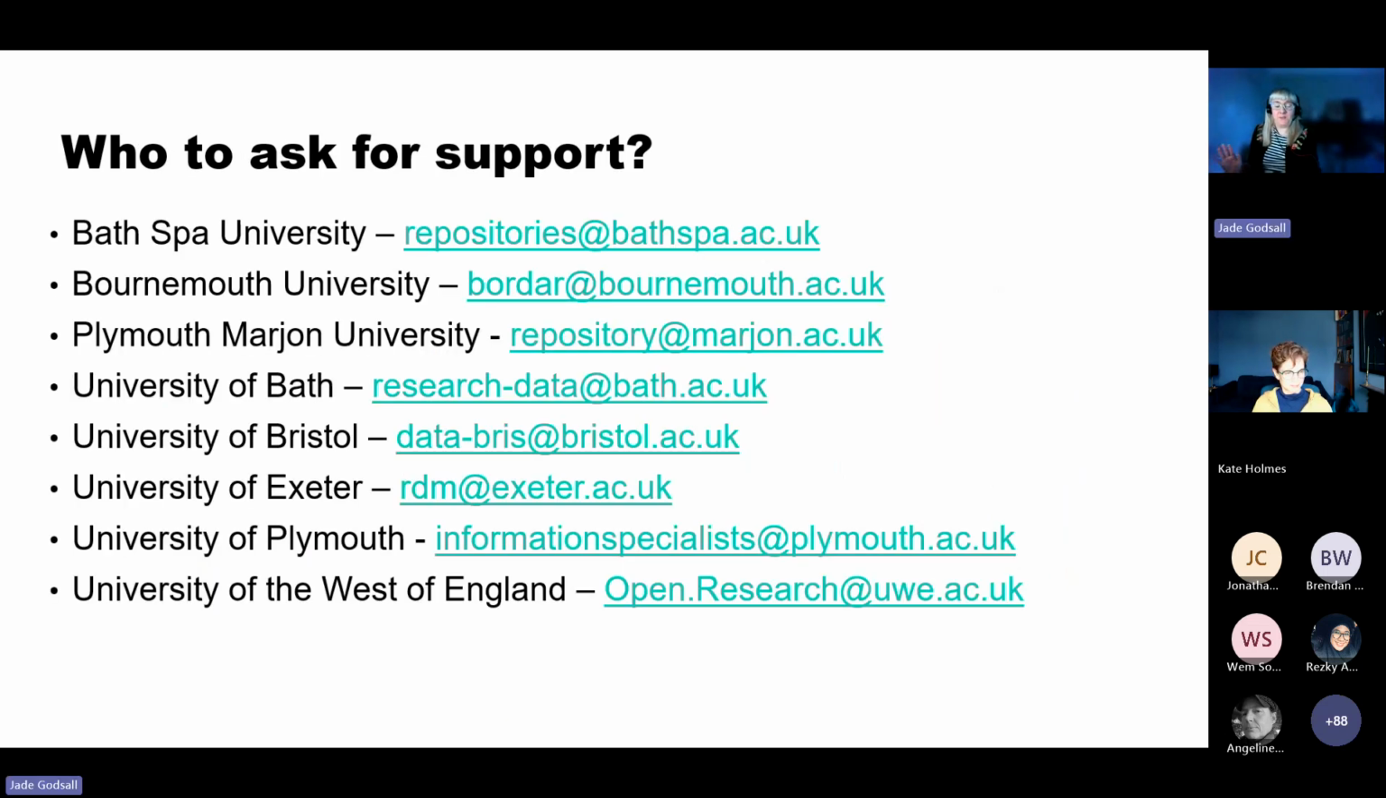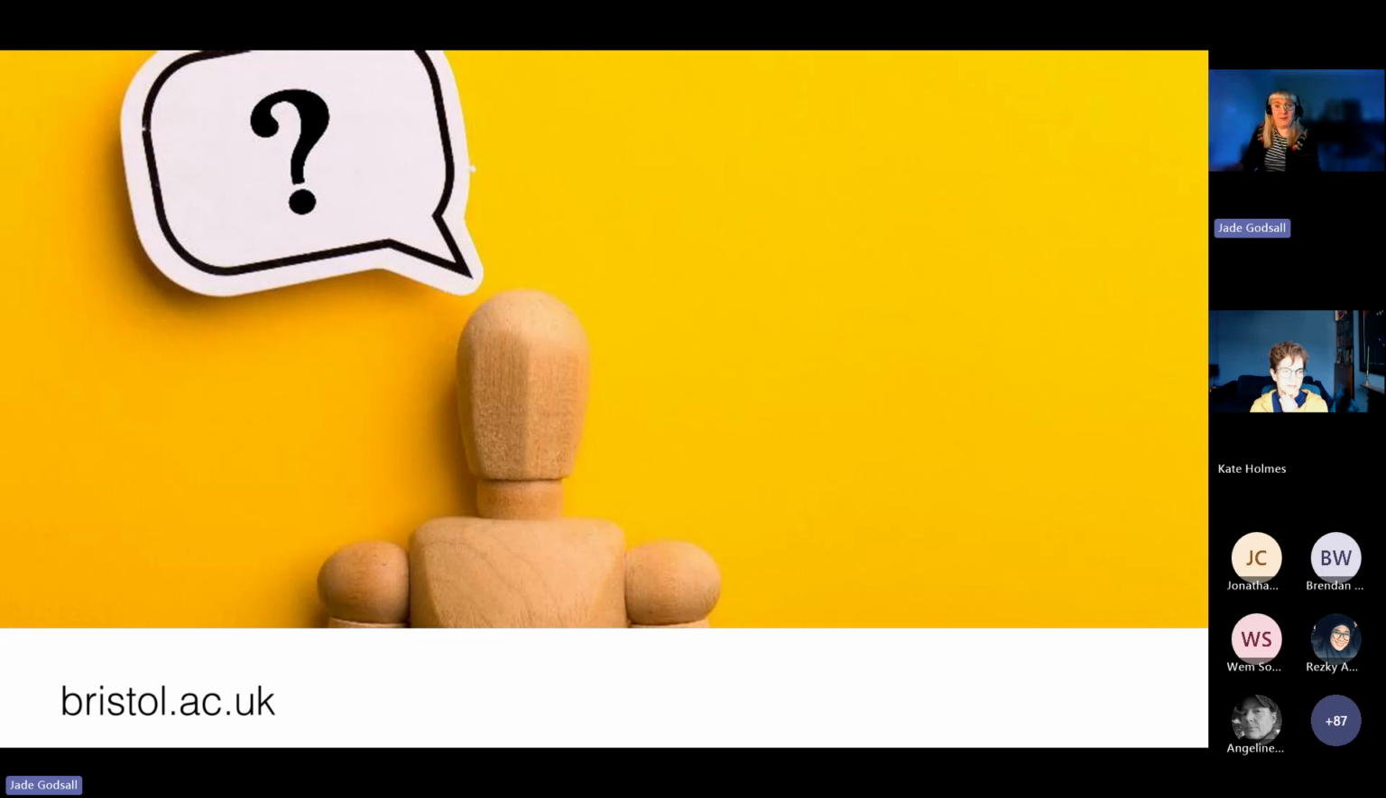Who to ask for support? This is a list of all the email addresses that you can speak to people in your institutions about anything that I've covered here today. You can also check out your local web pages and libguides for institutional specific support. And I'm also here now to answer any questions.